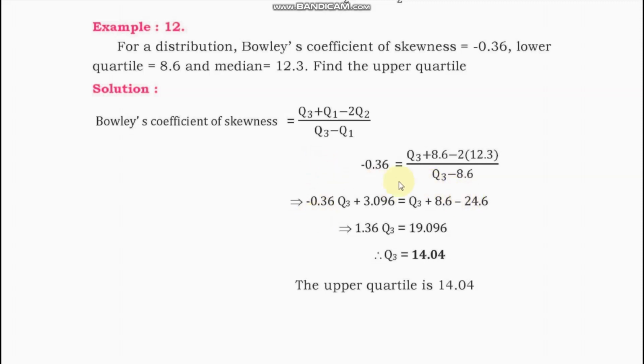So cross multiply this here. So minus 0.36 into Q3 plus 3.096 is equal to Q3 plus 8.6 minus 24.6, which results in Q3 is equal to 14.04. Hence the upper quartile value is 14.04.